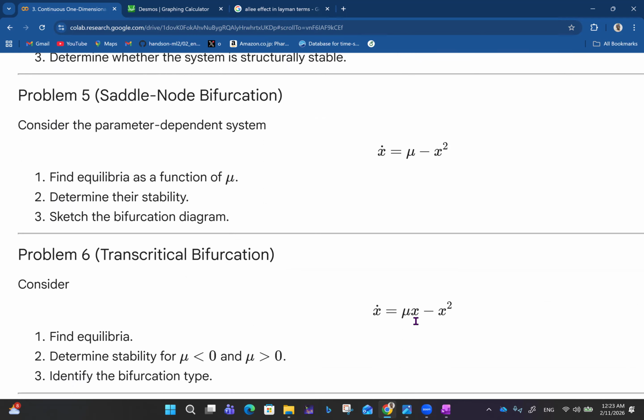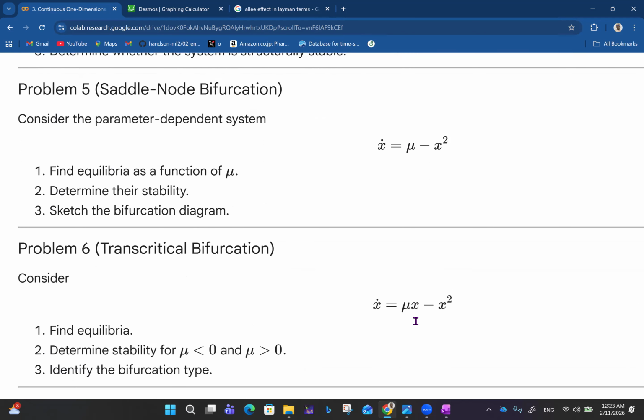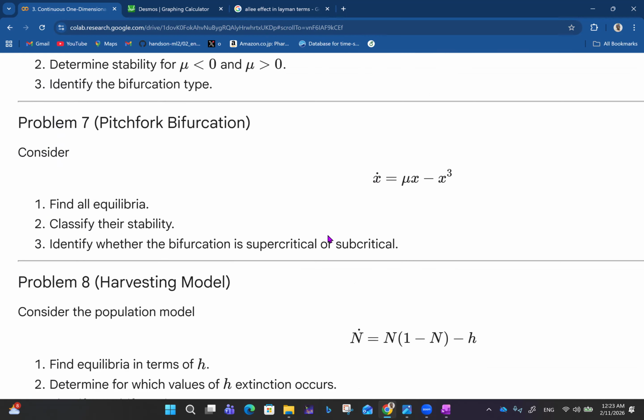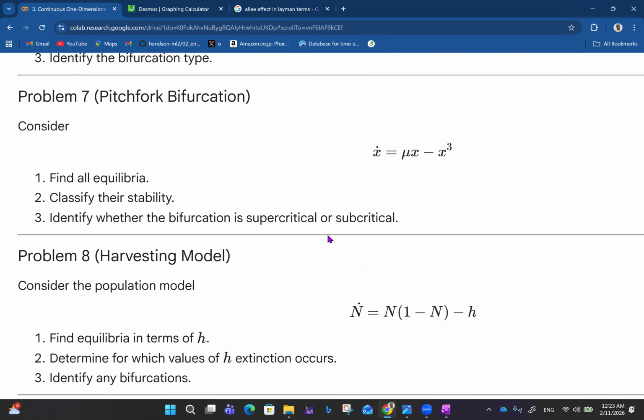Then questions 5 and 6. For questions 5 and 6, you're going to see all the saddle node bifurcation, transcritical bifurcation, and then you can even use Python. You can also sketch the bifurcation diagram to see what that looks like. And then we have the pitchfork bifurcation and harvesting model, like I showed you the other time.